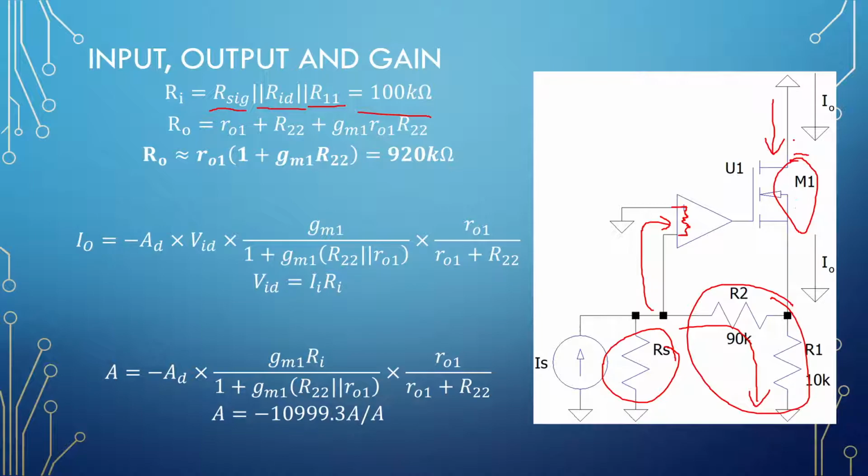Right, but we are also seeing this R22 through the transistor. So the trick when seeing impedances through the top of a transistor is you need to multiply it with the gain of this transistor. So it's the transconductance multiplied by the output impedance right here. Okay, so we have R out 1 plus R22 plus the gain of a transistor multiplied by R22.